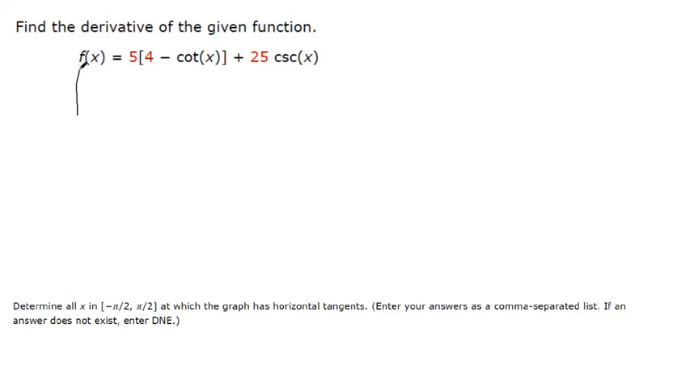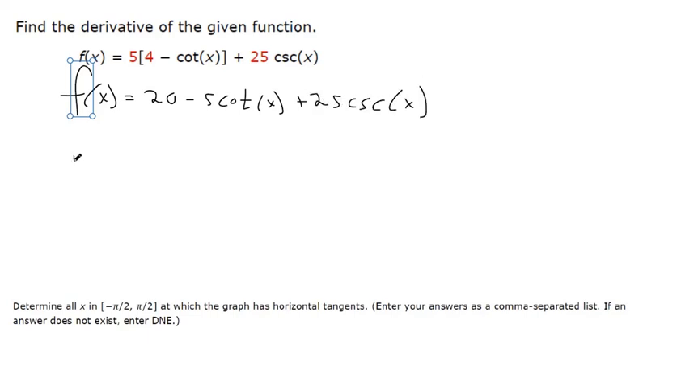To find this derivative, I'd start by distributing that 5. So it's 20 minus 5 cotangent x plus 25 cosecant x. Okay, and then when we find a derivative, we can do it term by term. The derivative of 20 is 0.